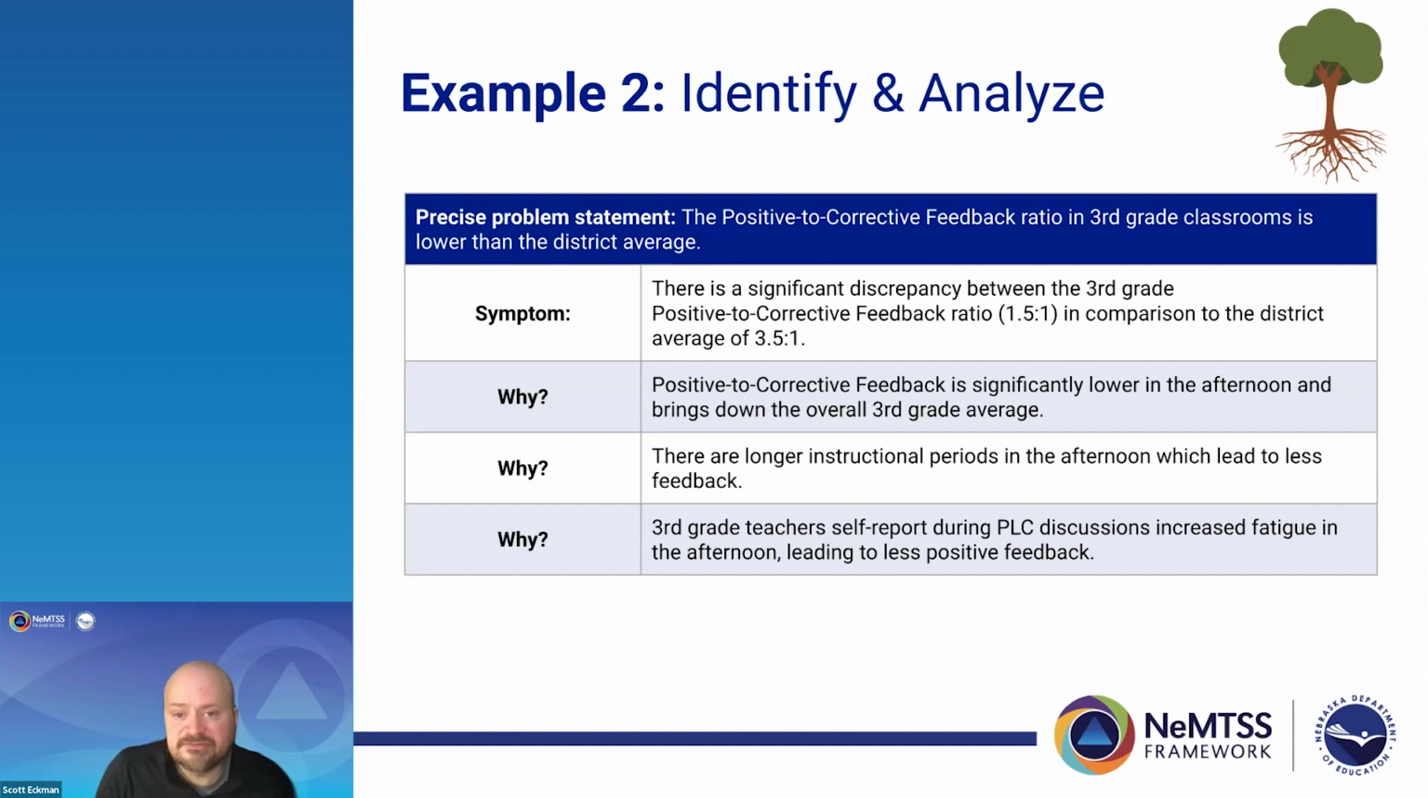And upon further analysis, they determined that their positive to constructive feedback ratio is significantly lower in the afternoon, which actually brought down their overall average. So through further discussions, they determined this might be because instructional periods are much longer in the afternoon, which might lend to less feedback at times. And then they came to the root cause that increased fatigue in the afternoon was causing them to not use positive feedback as much.